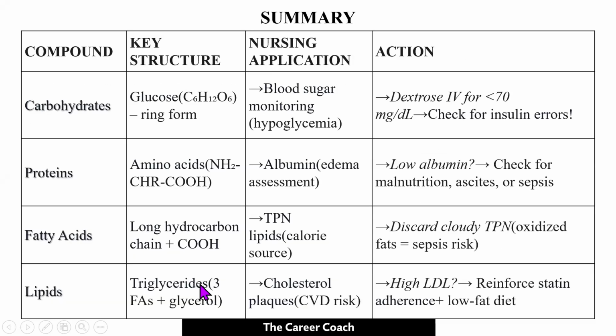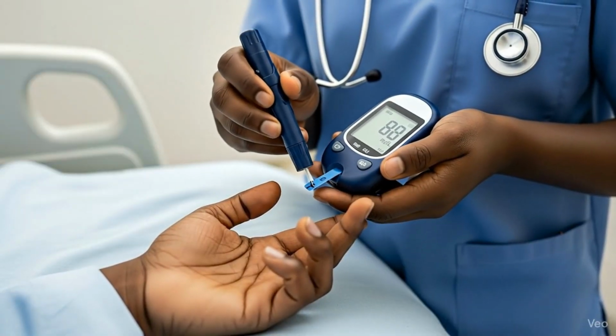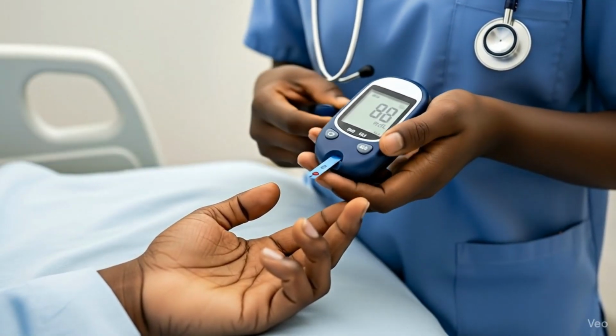in patients. In the form of a summary, we look at the compounds we just talked about, their key structure, nursing application, and then nursing action. Number one, carbohydrates. The major structure of carbohydrates is glucose. Glucose is a ring-form organic compound made up of C6H12O6: 6 molecules of carbon, 12 molecules of hydrogen, and 6 molecules of oxygen.